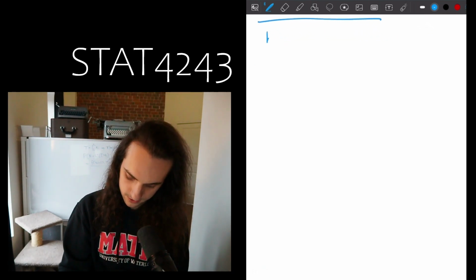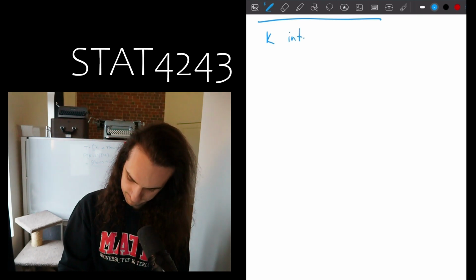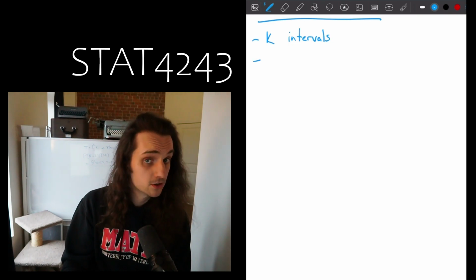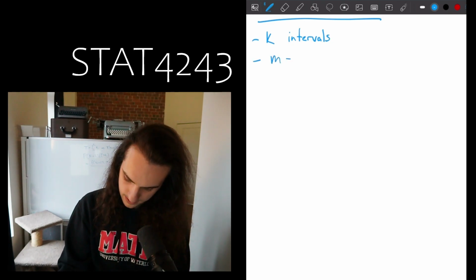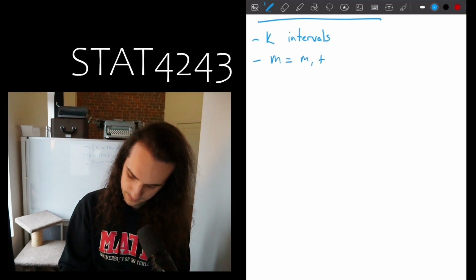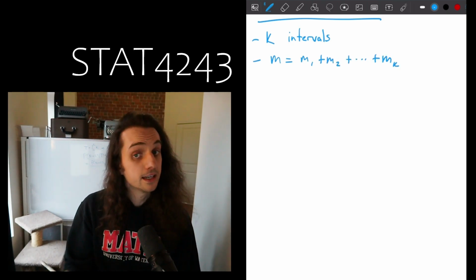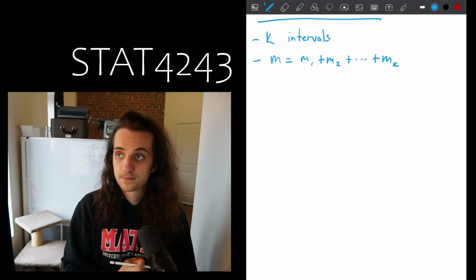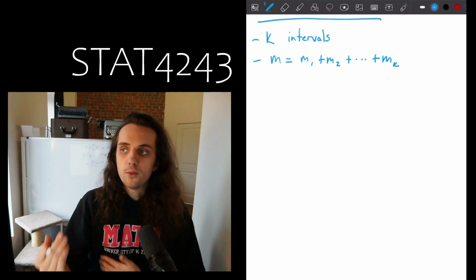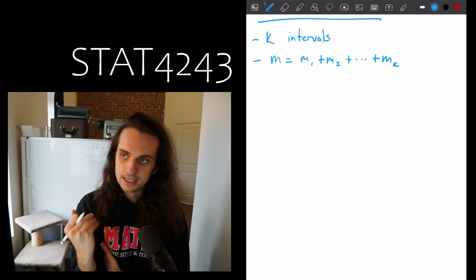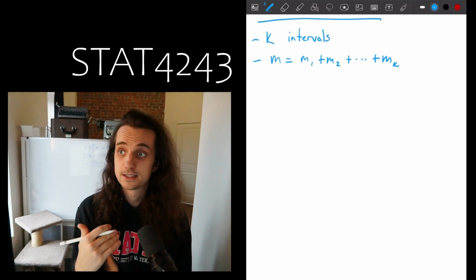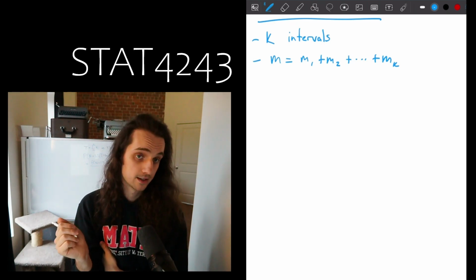So we have our k intervals, right? And what we're going to do is end up sampling a total of m points, right? Where m is going to be equal to m1 plus m2 up to mk. And each of those is going to be the number of points we're sampling within each of those intervals, right? And then what we can think about is what is the probability that we end up sampling a point from within this interval, right?